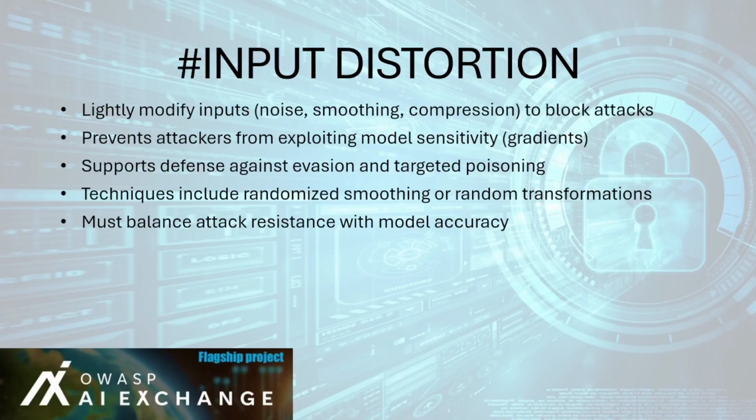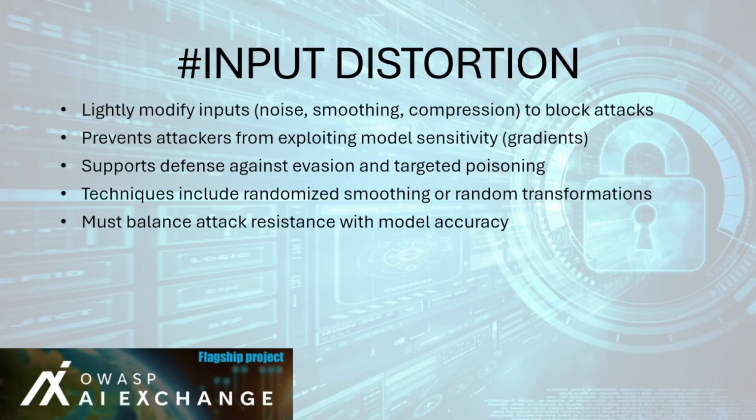Input distortion is a practical defense strategy that disrupts adversarial attacks by randomly altering or distorting the input data before it reaches the model. The idea is simple. If the attacker depends on precise changes to manipulate the model, introducing small random modifications makes those attacks unreliable. The purpose of this control is to protect AI systems from evasion attacks, where inputs are subtly modified to cause wrong predictions, and targeted data poisoning, where hidden triggers cause malicious behaviour.